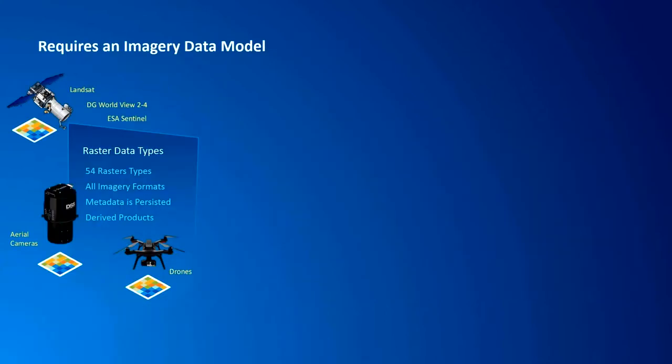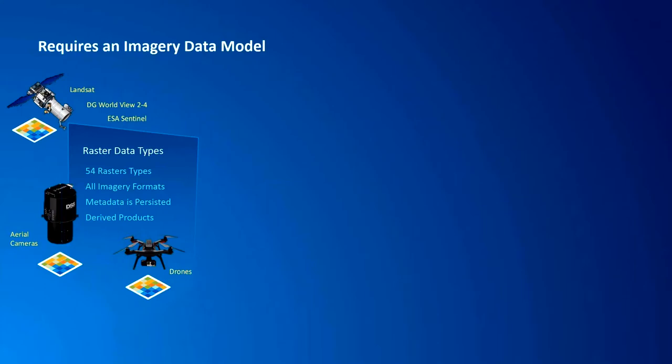To make this work, it requires a powerful imagery data model. And inside of Esri, our imagery data model is known as the Mosaic data set. And the Mosaic data set is essentially a feature table, but it's designed to manage and handle images. And so it has a number of capabilities that allow you to ingest, read the metadata from all the various sources, and then be able to publish that data as a service. So it's a very powerful tool.